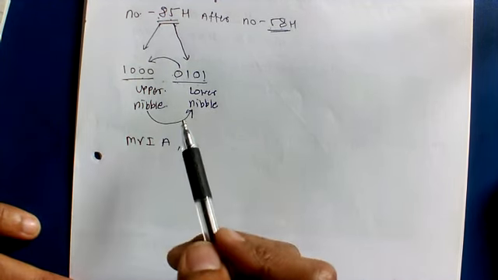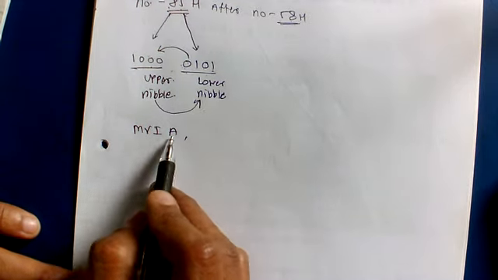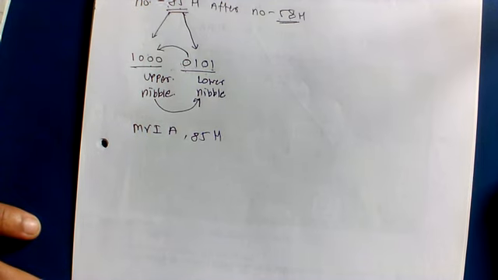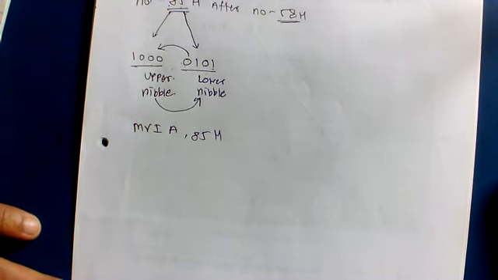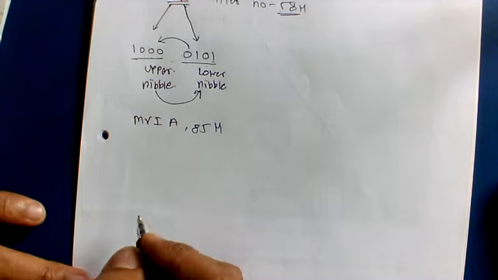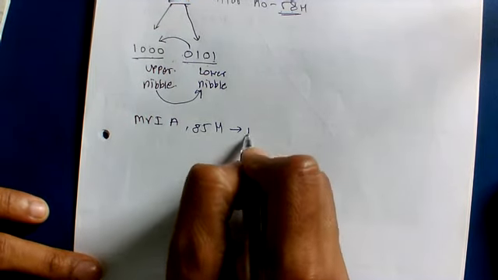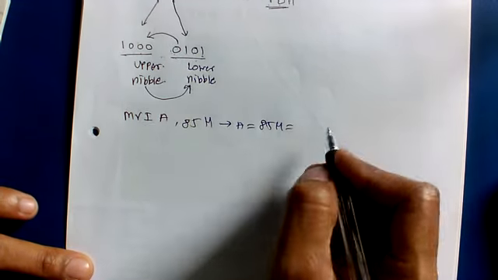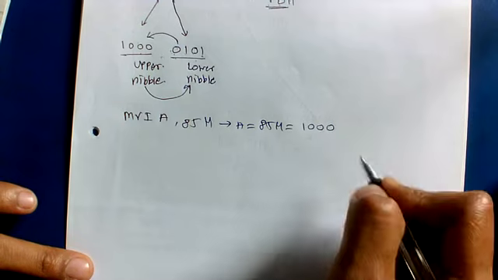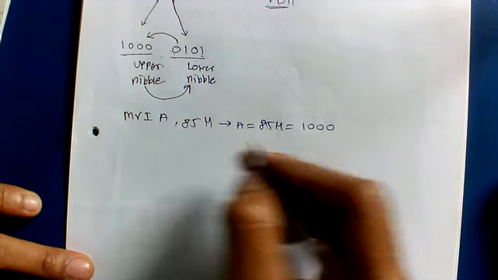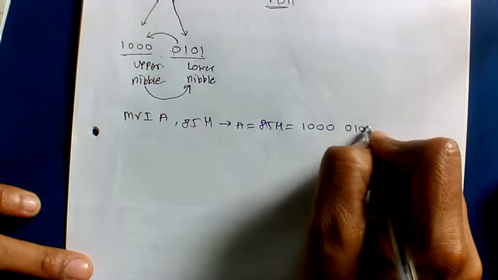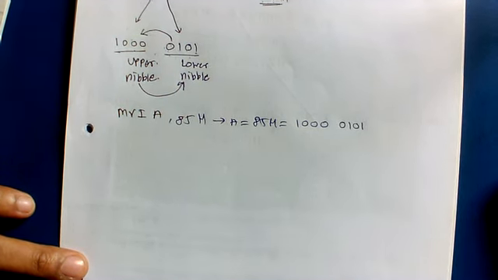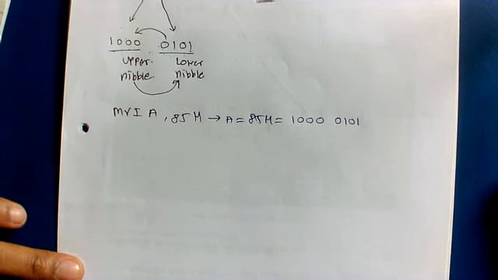So I will take this 85 hex in accumulator first. MVI A, 85 hex. Okay, so after the execution, in accumulator you will get 85 hex. I will write in binary also: 1000 means 8 and 5 means 0 1 0 1.